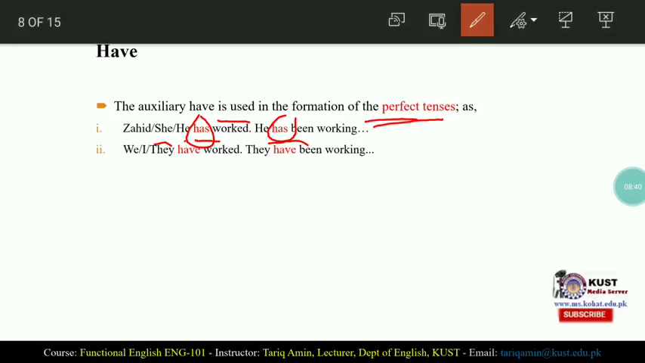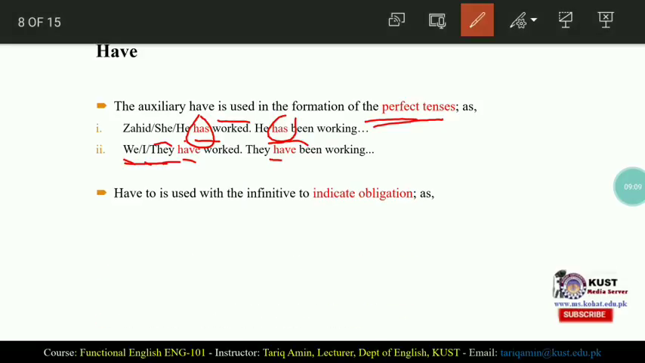And we have worked, I have worked, they have worked, and they have been working. The first part of the sentence is present perfect tense, and the second one is present perfect continuous tense. We use have with they, I, and we, and we use has with he, she, it, or the name of any person.